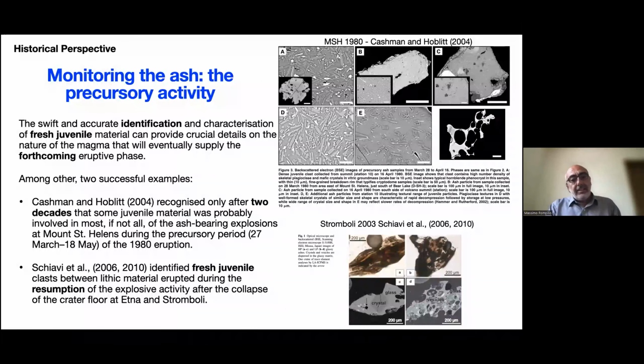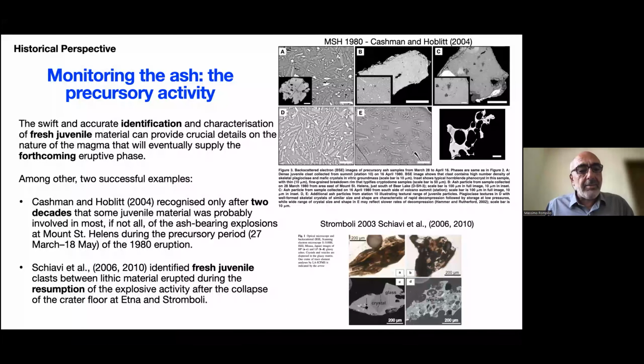Another important thing in this story is the precursory activity. Sometimes, in particular when you have an unrest of a dormant volcano, for example Mount St. Helens, even during phreatic or phreatomagmatic activity, you can also have some pieces of fresh magma. The problem is to recognize this.